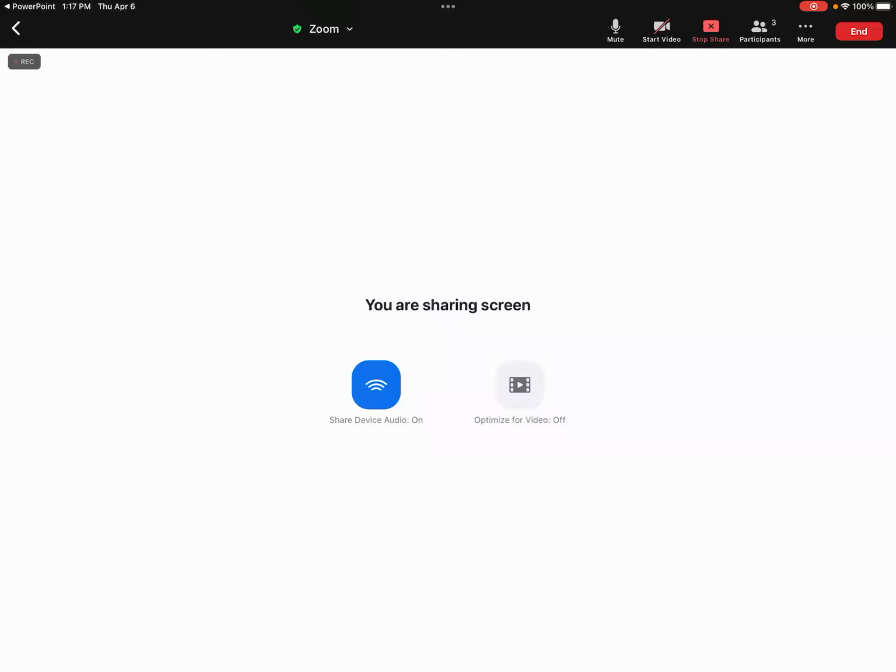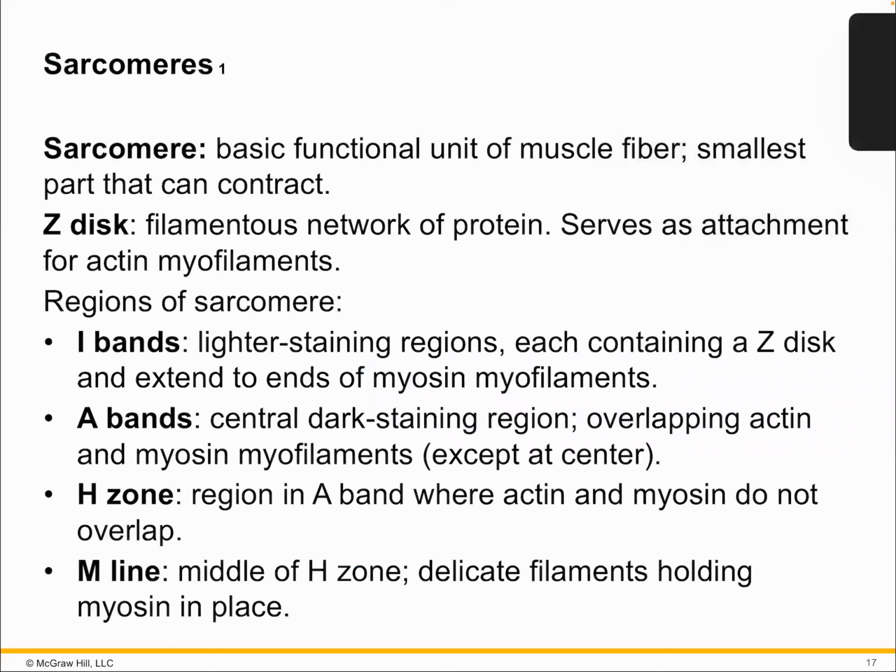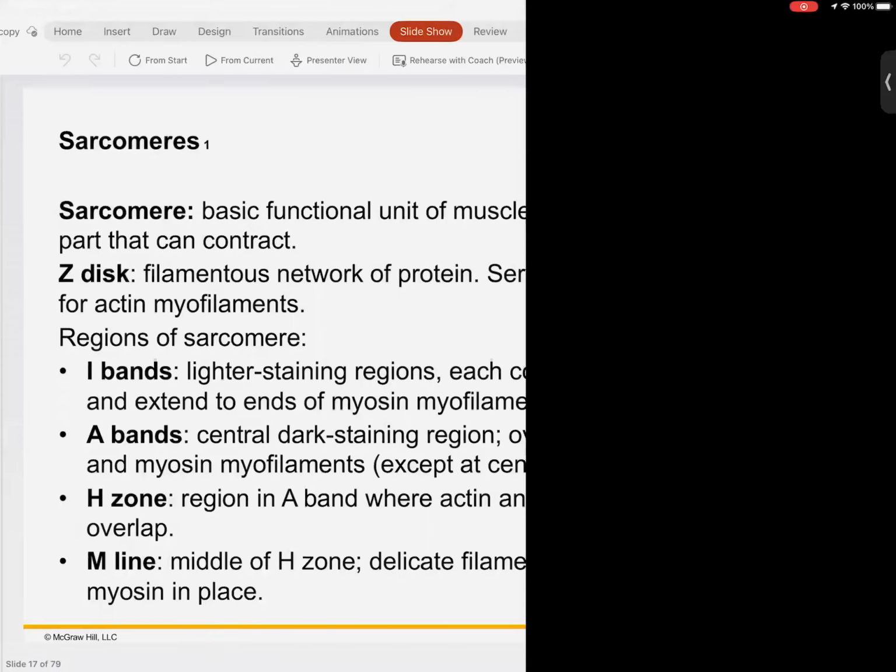So let's go ahead and take a look at where we left off. So we're talking about sarcomeres. Now, sarcomeres, remember, are basically your contractile unit. This is your fundamental unit of the muscle. This is your contractile unit.